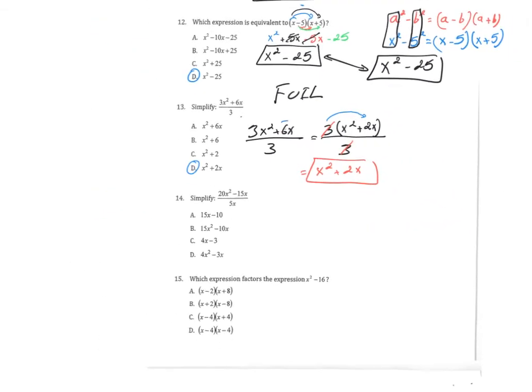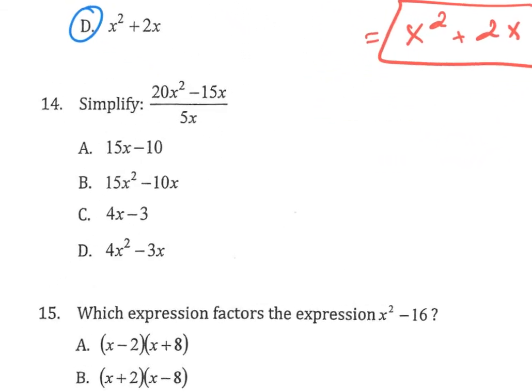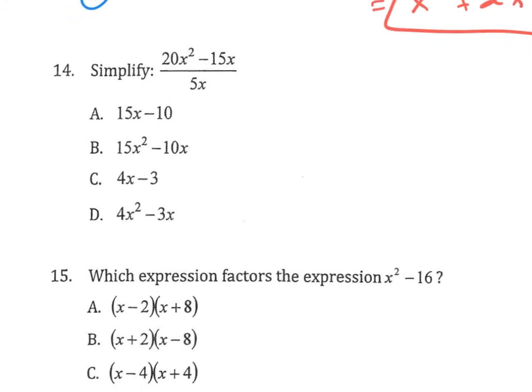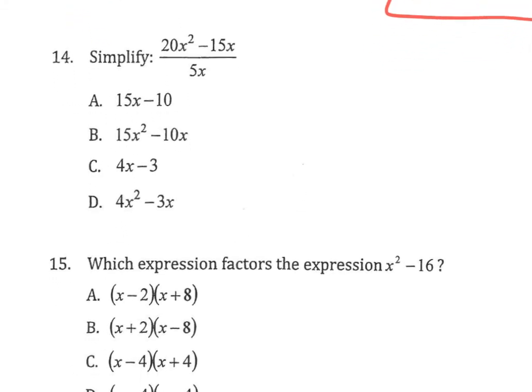We have another problem here, number 14, which is 20x squared minus 15x over 5x. So we can do the same thing. We can simplify the top there, and we know that the greatest common factor there is going to be 5x. Right, that's the greatest common factor, and if we take 5x out here, now we're going to come up with 4x here, because 5 times 4 is 20, and x times x is x squared. In other words, if we multiply 5x with 4x, it will give you 20x squared, right?